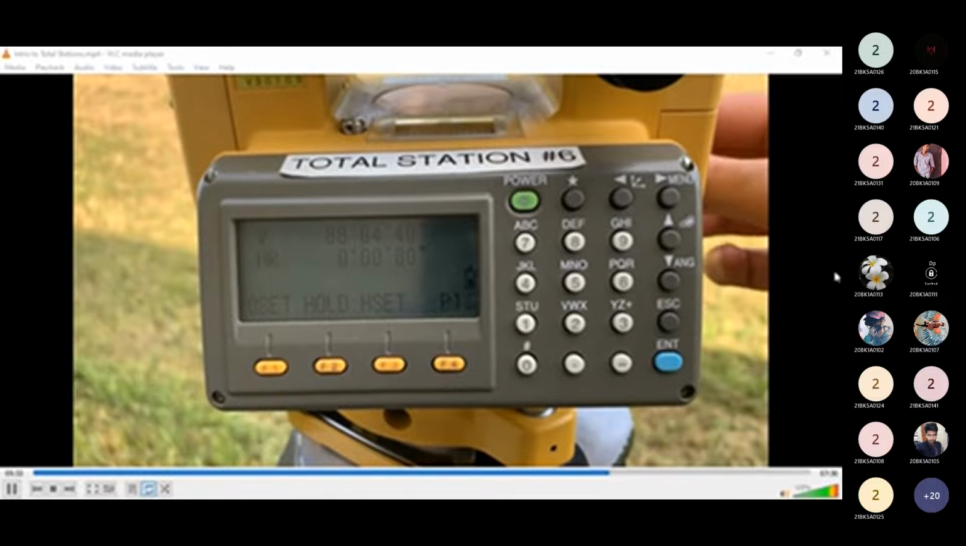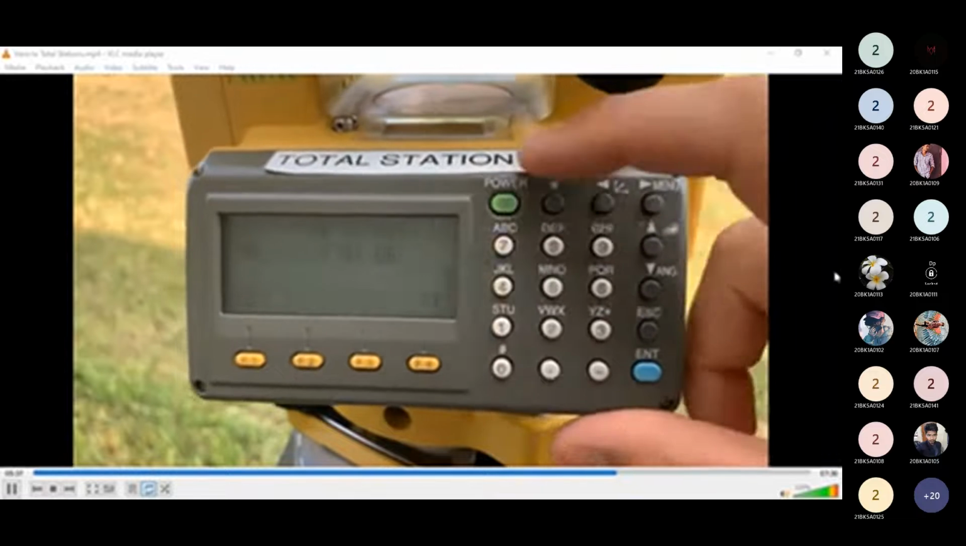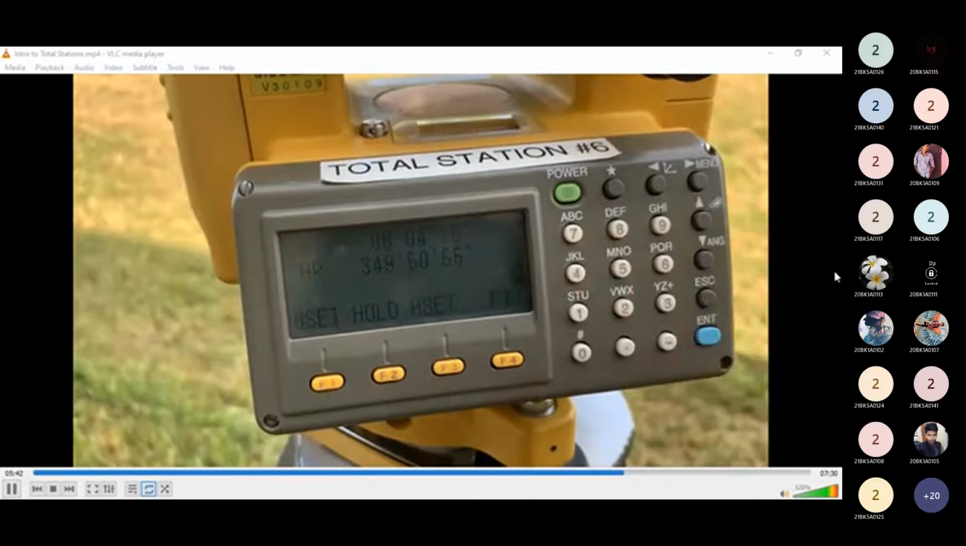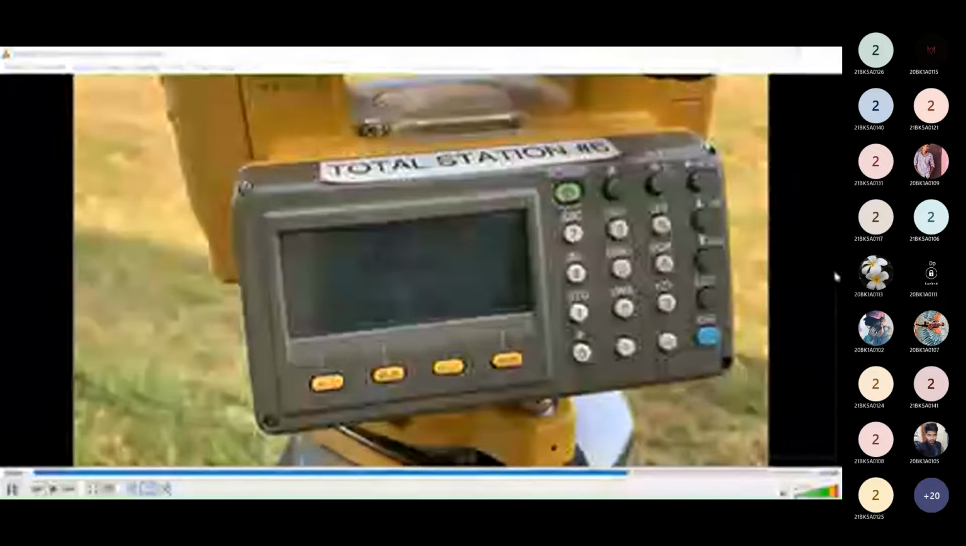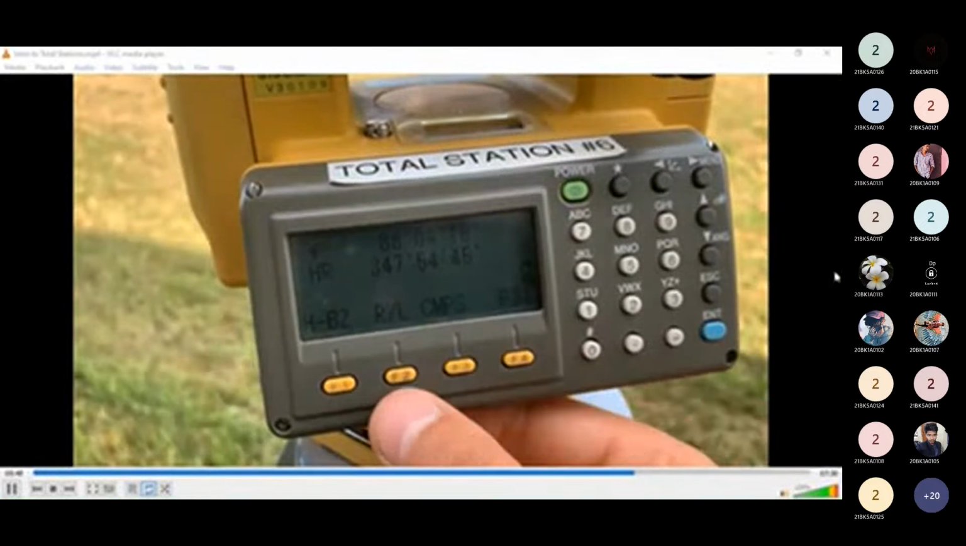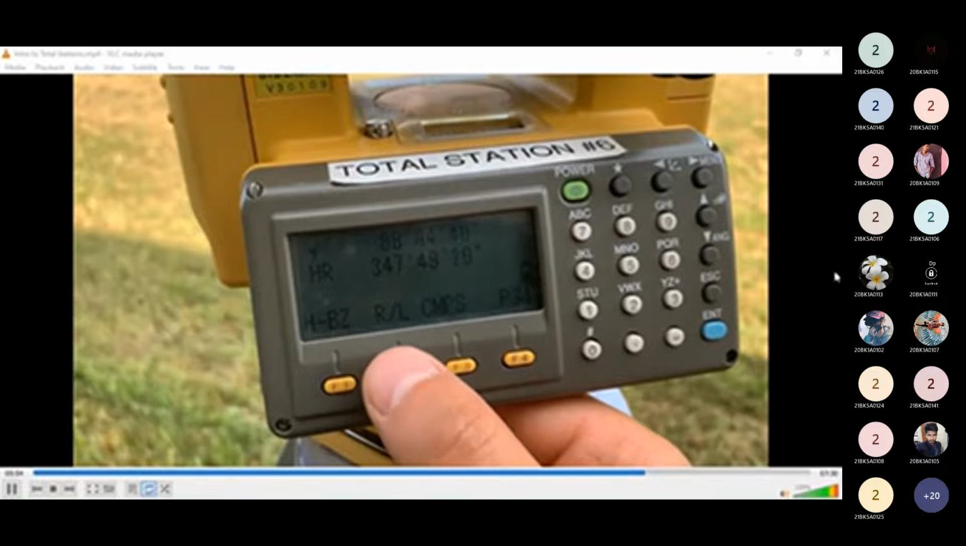For one example, if we rotate our total station clockwise, our horizontal rotation counts up. And if we rotate counterclockwise, it starts at 360 degrees and counts down. We may want to change that to the opposite rotation. So if we push F4 2 times, we get to level P3, and we can push F2 to change that rotation from right to left, or clockwise to counterclockwise.